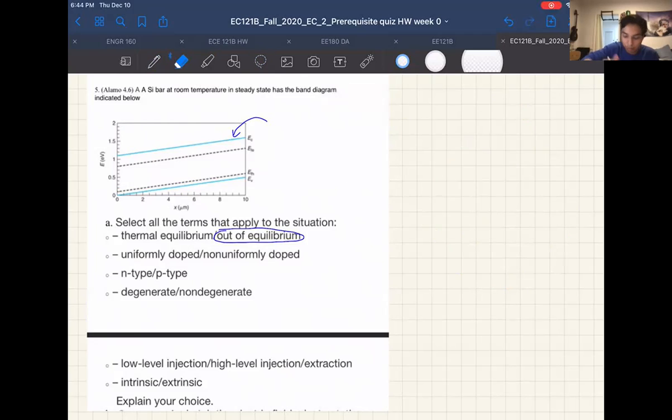The energy has a slope. So is it uniformly doped or is it non-uniformly doped? Does anyone want to take a guess at it? Why is it what it is, and what is it?